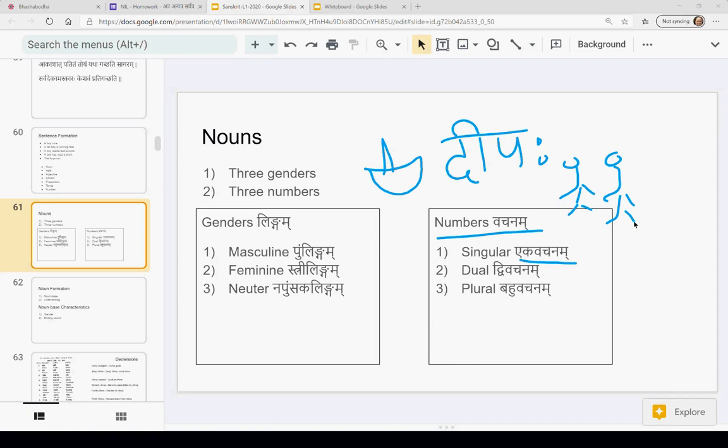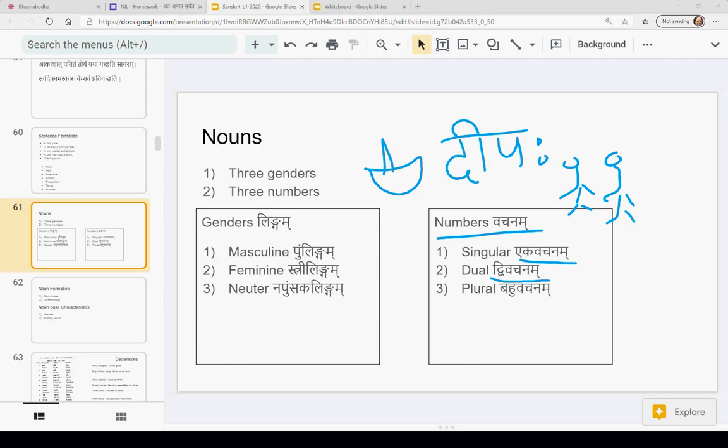Now, if there are two boys, one boy is balaka. Balaka means one boy. We don't have to say a boy. In English we have a. There is no a here in Sanskritam. Balaka means only boy, one boy. If there are two boys, then we'll have to use a different form of balaka.